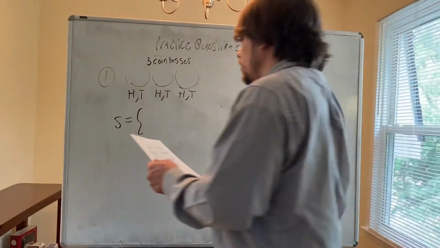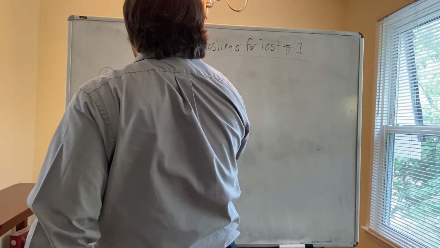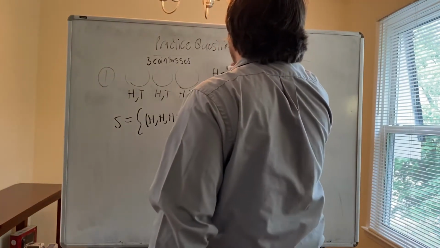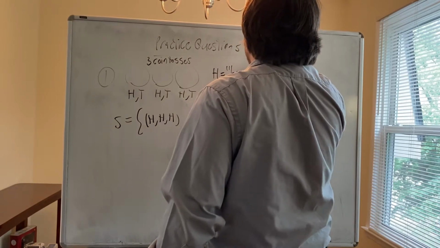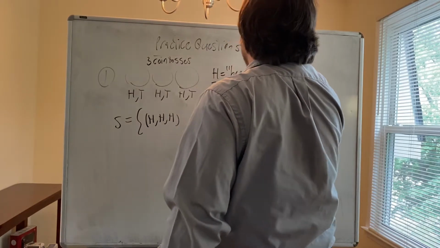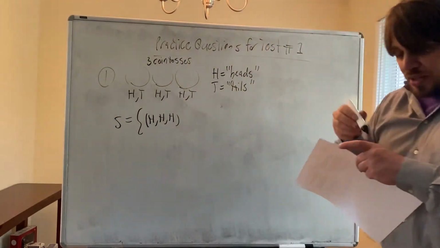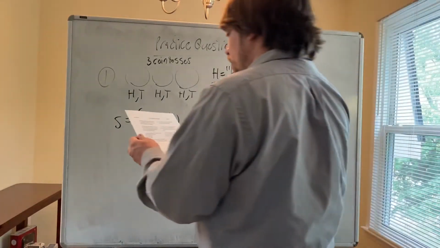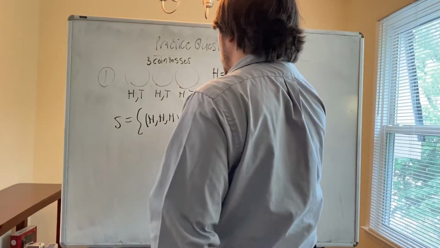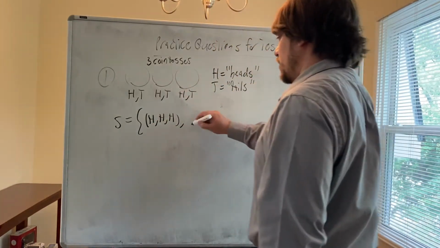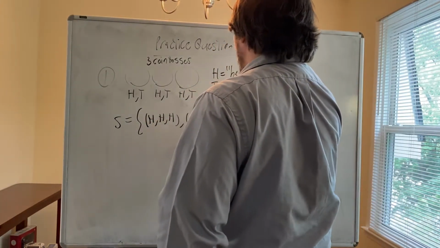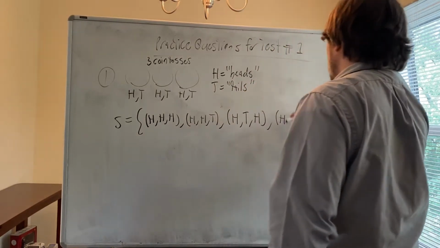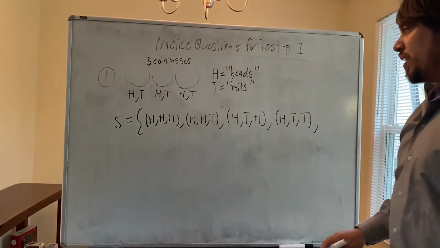So capital S is equal to, so you have heads, heads, heads. Let me point out, the H is for heads and capital T is for tails. Tell me what the letters mean when you're doing this. So capital H is heads, capital T is tails. You have H, H, H for heads in the first, second, third tosses. H, H, T. H, T, H. H, T, T. Those are the 4 where heads is the first flip.